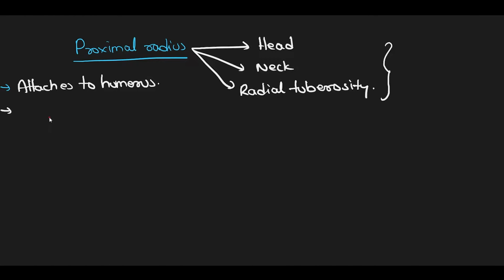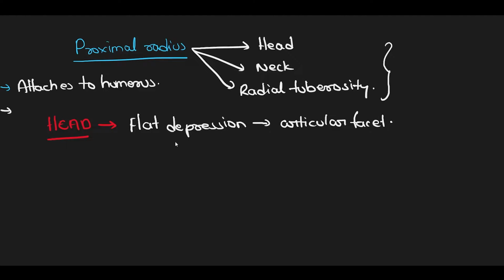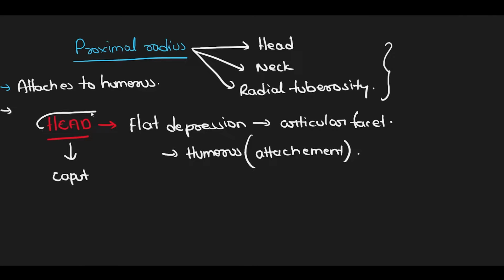Let's discuss the head of the radius first. This head of the radius has a flat depression for the articular facet, so that it gives attachment to the bone humerus. In medical terms, the head is known as caput. So here we are discussing the head of radius, so it is called caput radii. Head is also called caput radii.